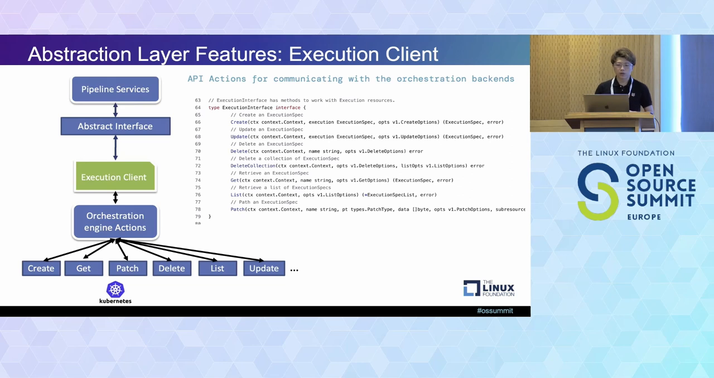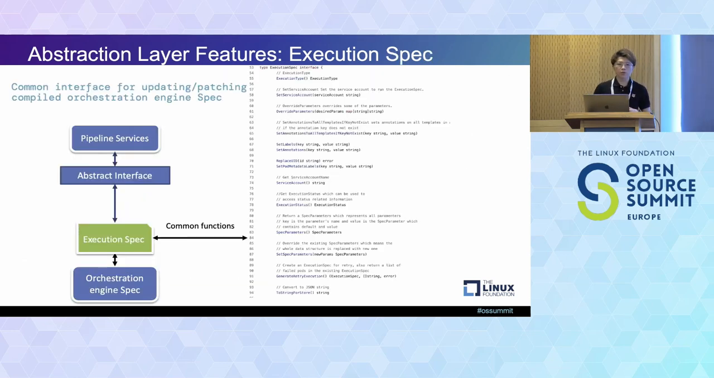And now we're going into the details of what the execution client supports. The execution client supports the basic CRUD execution: create, update, delete, get, list, patch. So these are common Kubernetes actions. Because of this, we abstract all these actions within this interface. So in theory, even if you don't have a Kubernetes-based runtime, you could still implement all these actions and use that as a Kubeflow pipeline backend. We actually aim to have a backend that's really non-Kubernetes-based and able to use Kubeflow Pipelines as well. So that's also one of the motivations to have these abstraction layers.